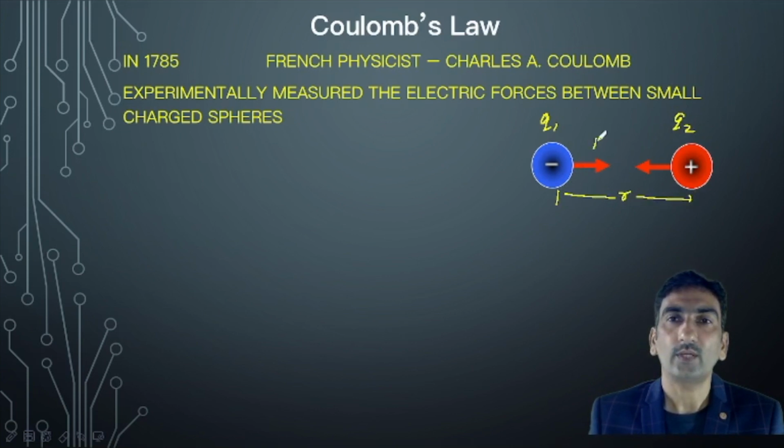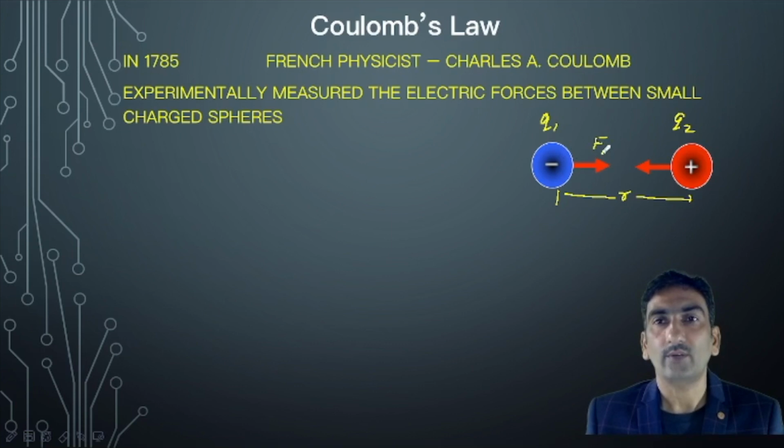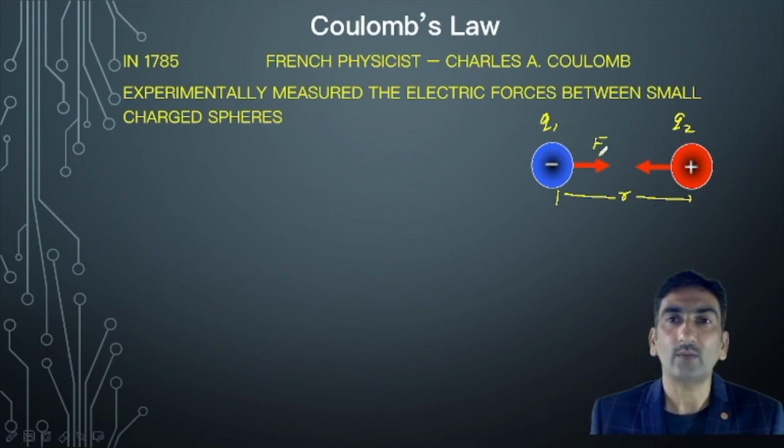So now, they are unlike charges, negative and positive. So there would be a force of attraction between them. To calculate this force, we have to use Coulomb's law. This experimental observation was formulated in the form of Coulomb's law. So what is Coulomb's law?